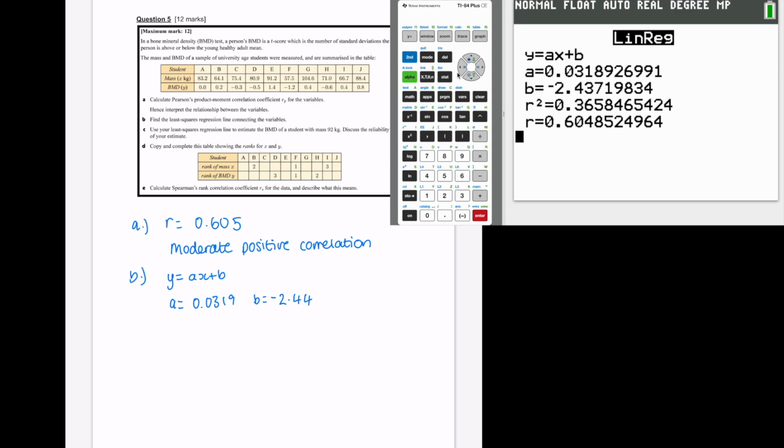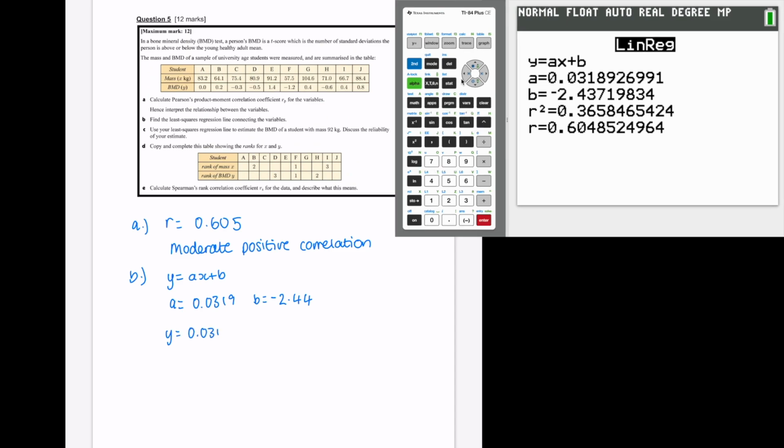You can write it like this, or you can write it out in full, where you're just placing those values into your equation. Either of these is fine, but you do not get the marks just for writing this. You have to write this with it.